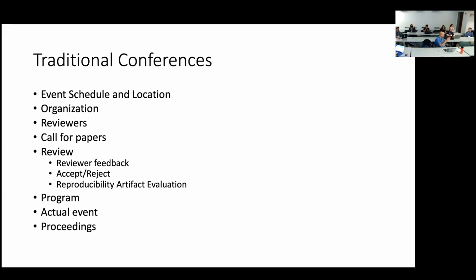They write up, in a more or less structured way, what they like about the paper and what they don't like about the paper, and then they give a rating and a recommendation of whether to accept the paper to this conference or not. And then there's also another phase that's becoming more and more popular, which is a reproducibility artifact evaluation.